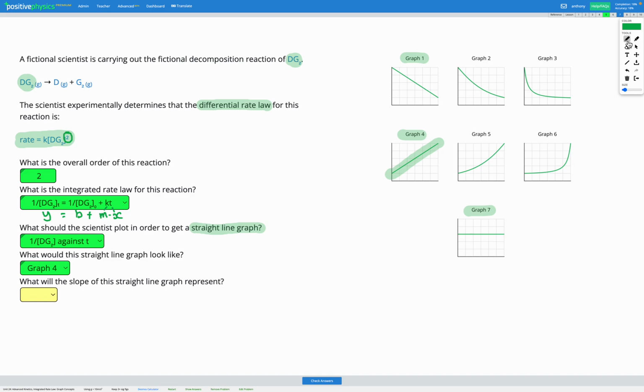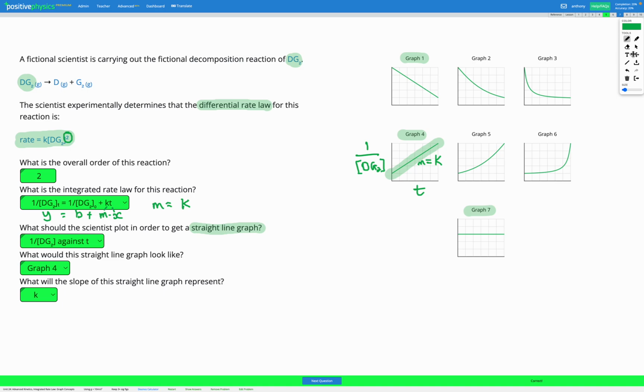And our slope there, our m, is just k. It's positive k, where k is the rate constant. So that's going to be our slope of our graph. And let's just write those on here to make that clear. So on the y-axis, we plotted 1 over the concentration of dg2 at all different times. So x was our t. And then the slope we got is k, the rate constant.